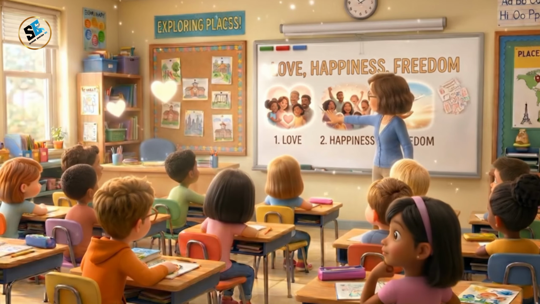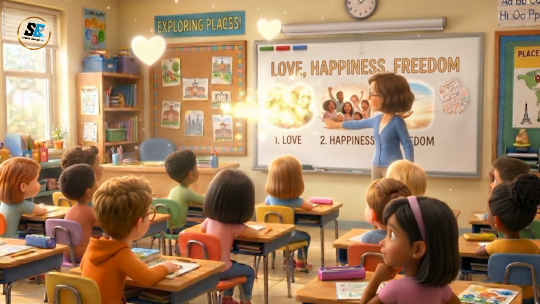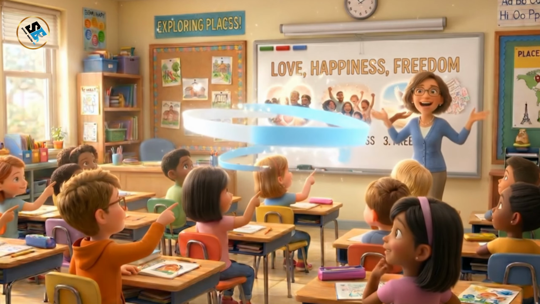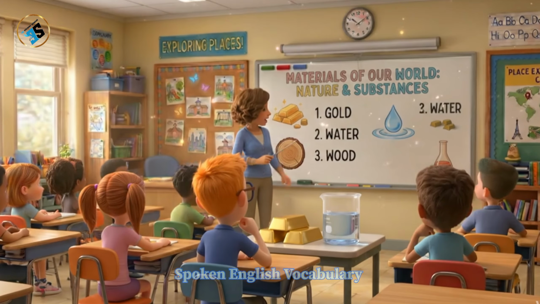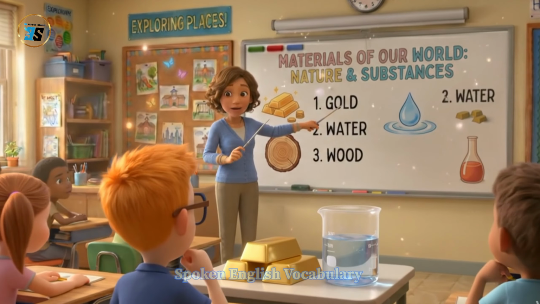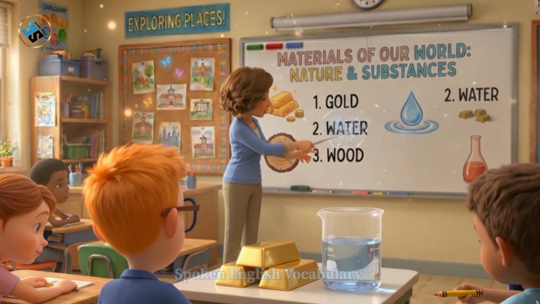Fourth, abstract nouns. These are ideas or feelings, like love, happiness, or freedom. Fifth, material nouns. These are things we use to make objects, like gold, water, or wood. Now, let's do a quick practice.